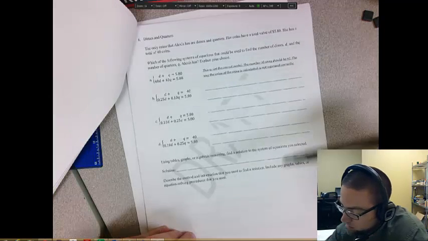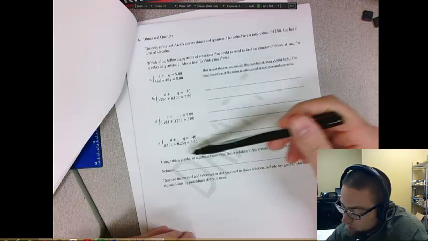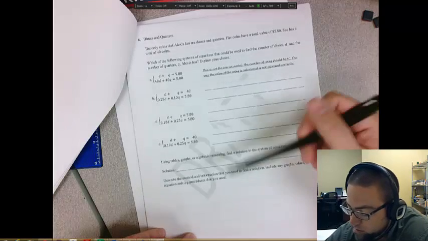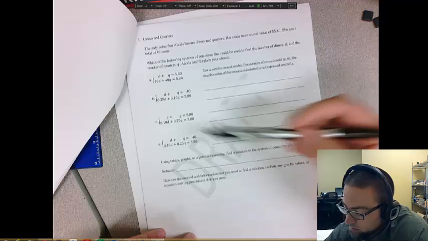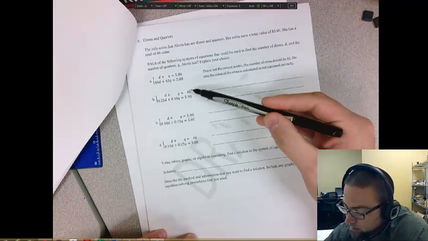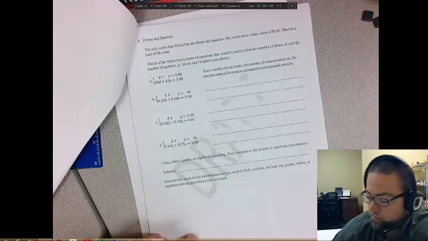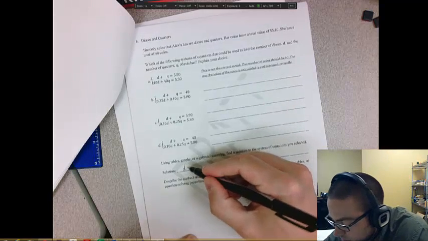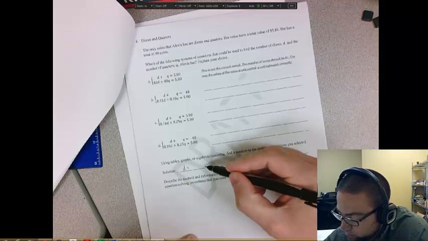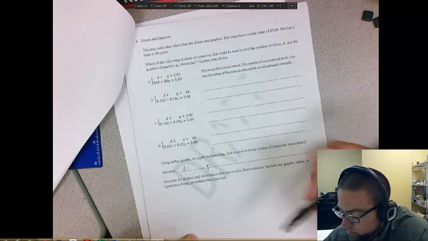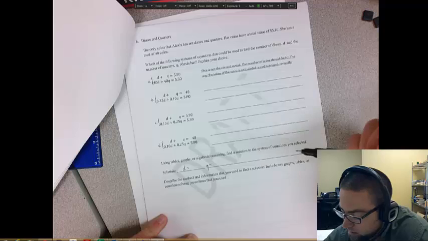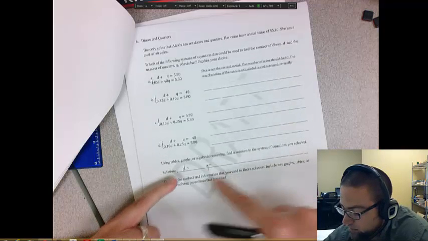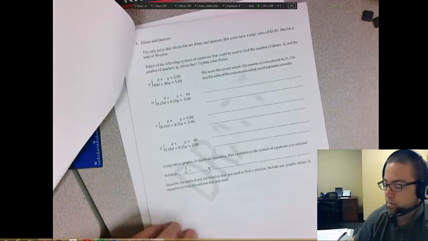And then use the tables, graphs, and algebraic reasoning to find a solution to the system of equations that you selected. So try to work it out for yourself and figure out what value for the number of dimes and what value for the number of quarters would be true for both equations. So they have to add up to 40, and the value of them has to add up to $5.80.